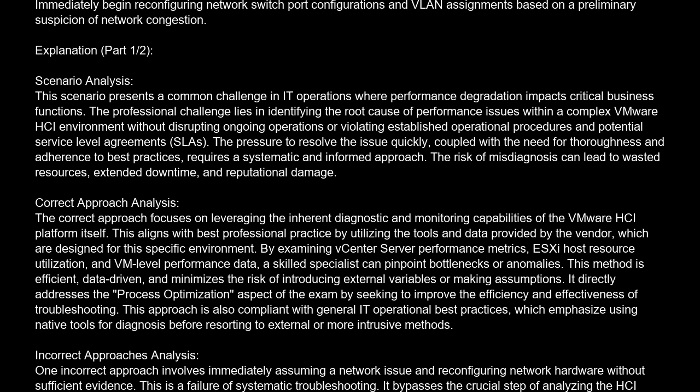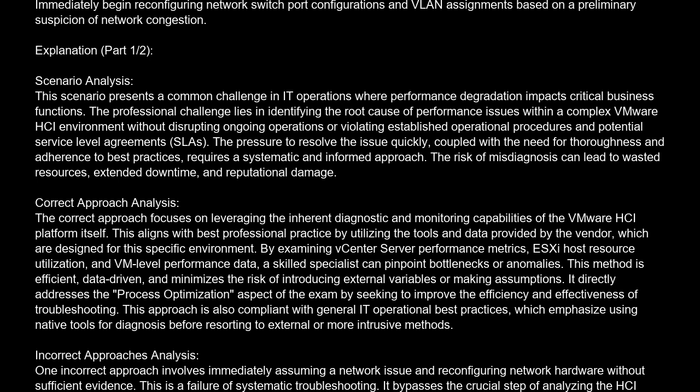Correct approach analysis. The correct approach focuses on leveraging the inherent diagnostic and monitoring capabilities of the VMware HCI platform itself. This aligns with best professional practice by utilizing the tools and data provided by the vendor, which are designed for this specific environment. By examining vCenter server performance metrics, HCI host resource utilization, and VM-level performance data, a skilled specialist can pinpoint bottlenecks or anomalies. This method is efficient, data-driven, and minimizes the risk of introducing external variables or making assumptions.